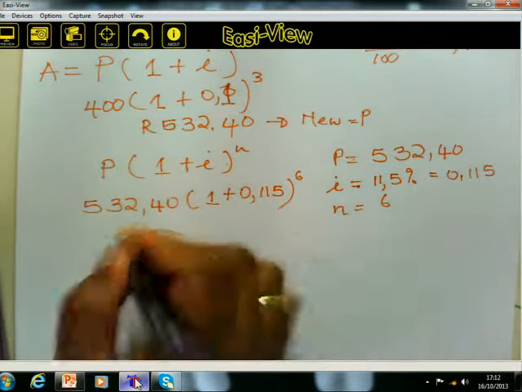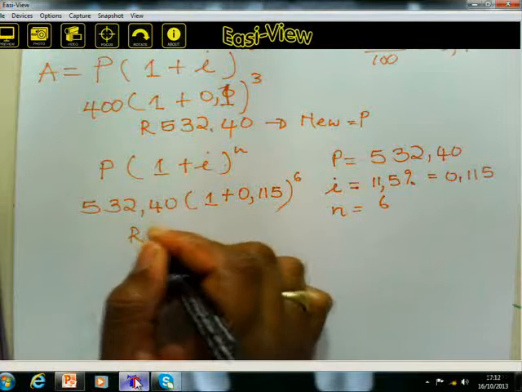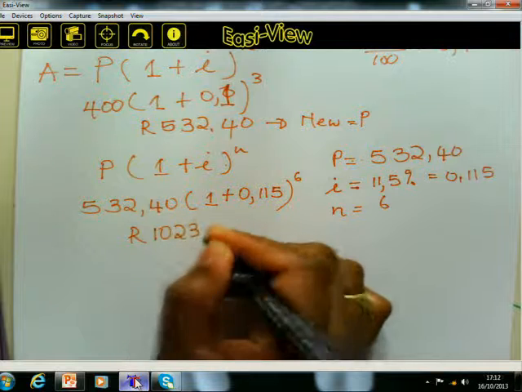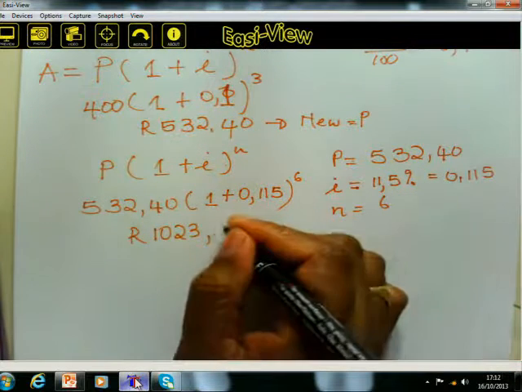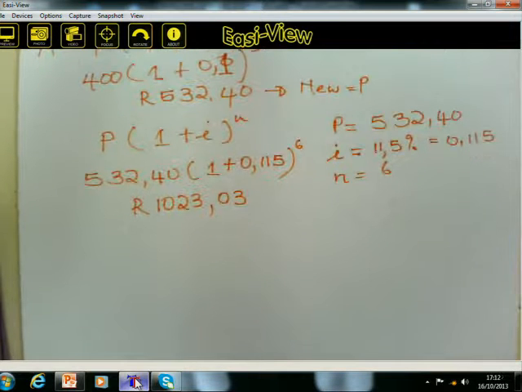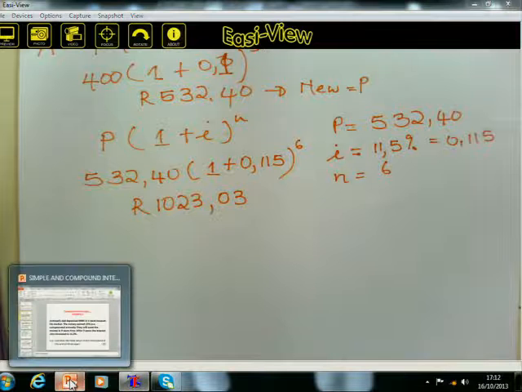So now let's write it down. At the end of the 9 years, they'll be having 1023 rand and 3 cents. Is that enough to go to school? You should look at other options of investing. Let's look at the other question, next questions.